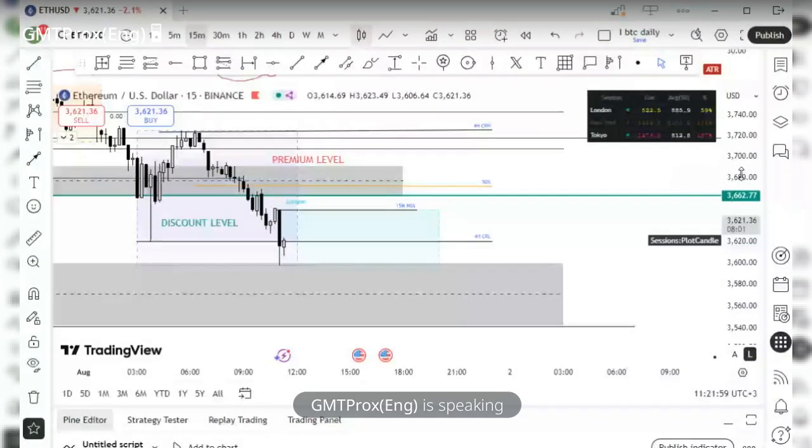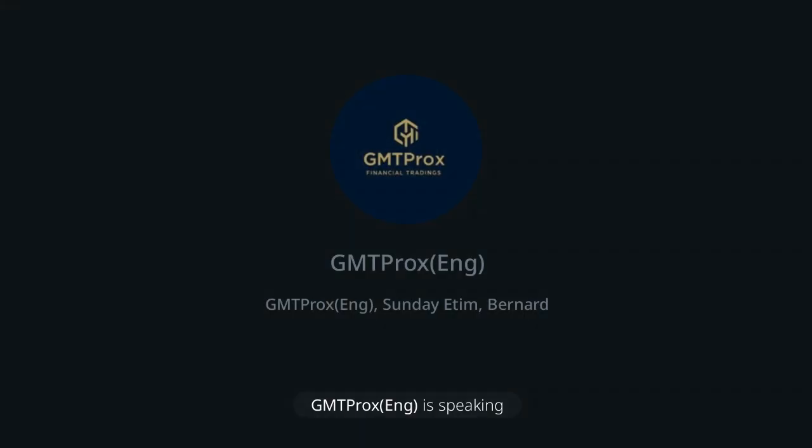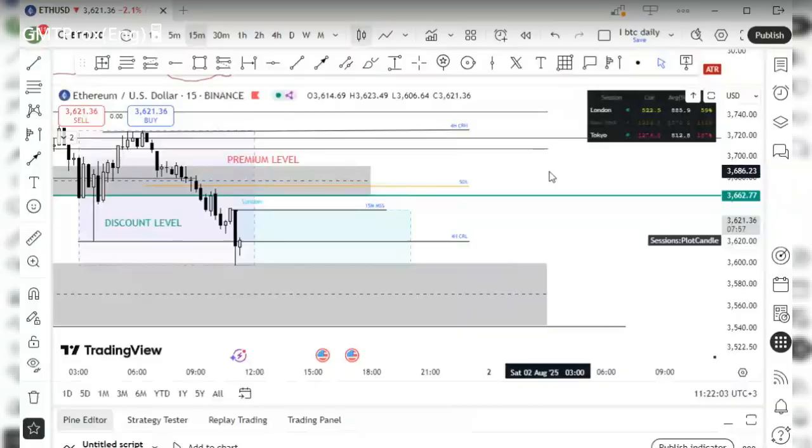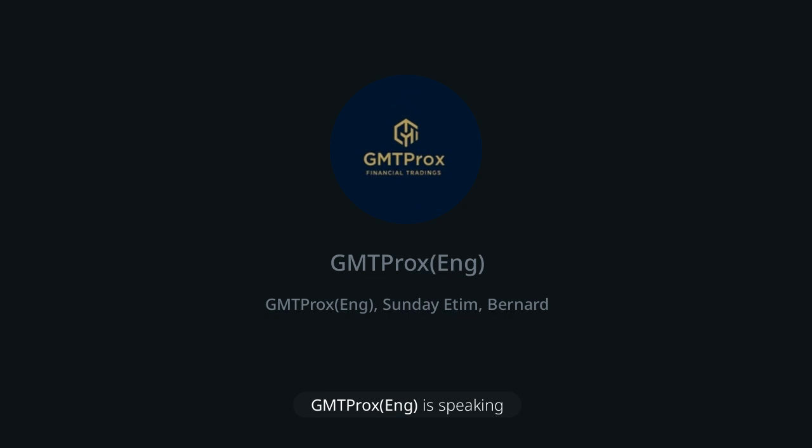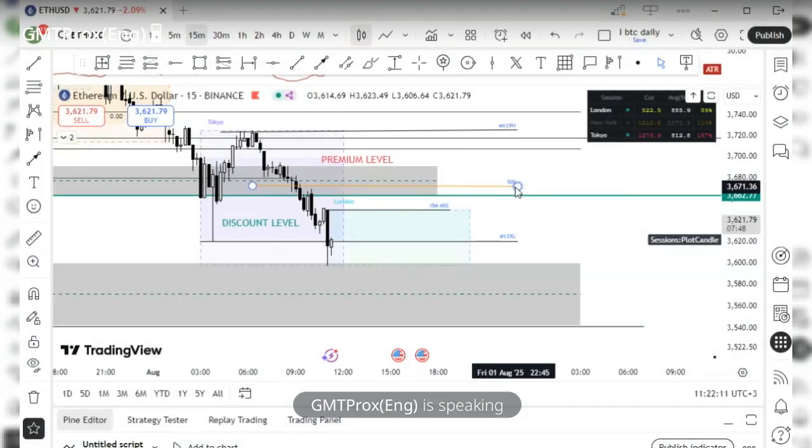Now, what will be our first target of profit? Our first target of profit will be our 50%, because that will be the expansion. After expansion, we expect a retracement.